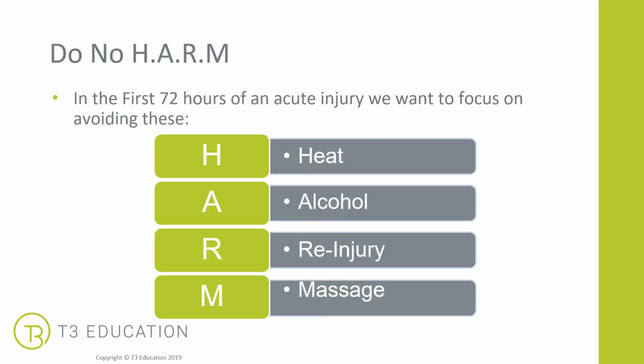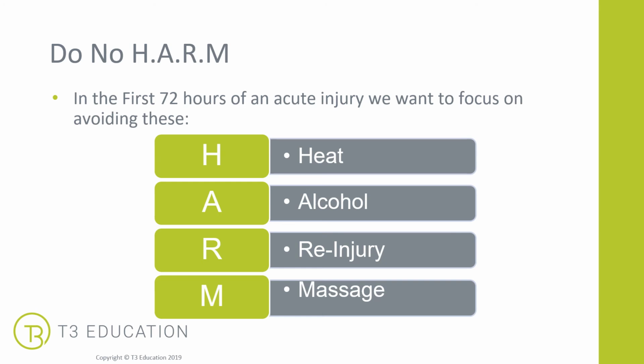Do no harm is a great acronym to consider when discussing acute injuries with your clients within the first 72 hours. You want to focus on and chat with your client about avoiding these 4 key areas. The first one is heat to the area of the injury. The second one is any alcohol.